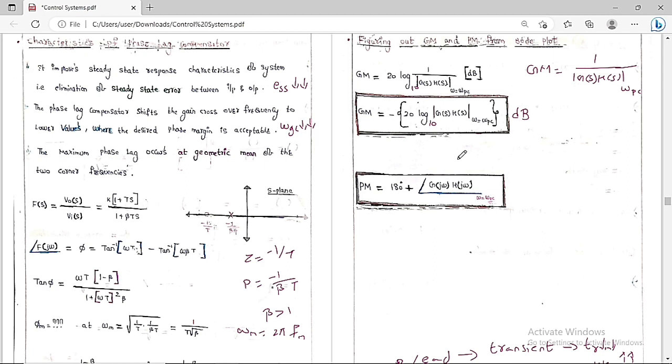So in this way, just by seeing the Bode plot for the open loop transfer function, we can figure out the gain margin as well as the phase margin very easily. This is the concept you always have to keep in your mind.